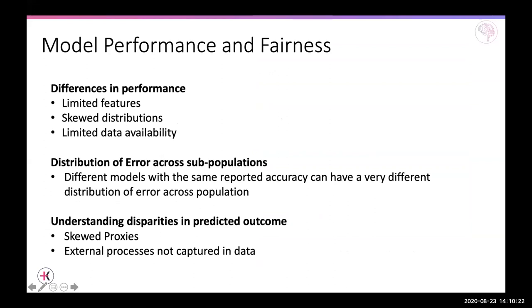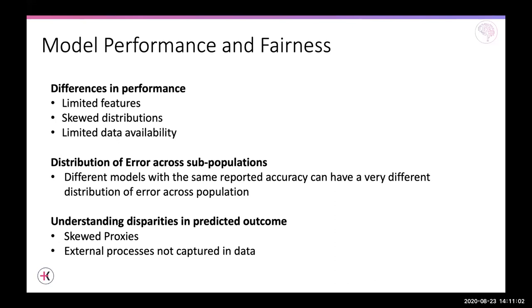So an issue which is related to these protected classes and proxy variables is that we can ask these questions within the context of model performance and fairness. For example, if you're seeing differences in performance, then what are the different sources of that difference? It could be that in the data set we have access to a limited set of features, or the distributions are skewed, or it could be that the algorithms we are working with are making certain assumptions regarding the distributions of the data. For example, that it's Gaussian, but in reality that is not the case.